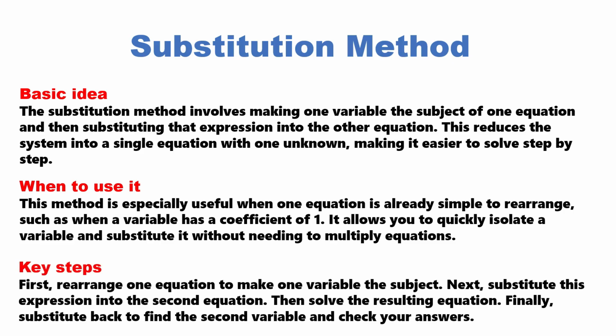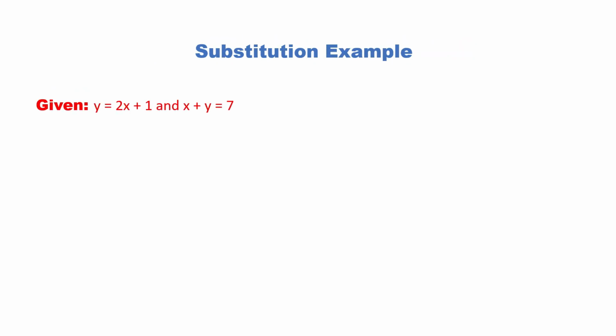First, rearrange one equation, then substitute into the other, solve the resulting equation, and finally substitute back to find the second variable. Let us look at an example. Consider the equations y equals 2x plus 1 and x plus y equals 7. Since y is already the subject in the first equation, we can substitute it directly into the second equation.